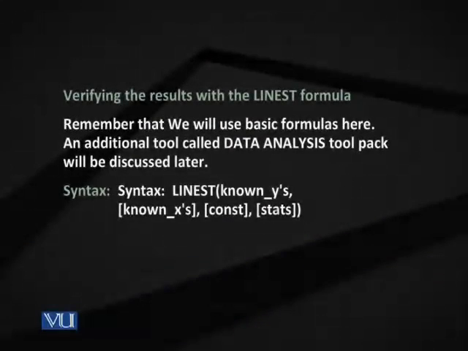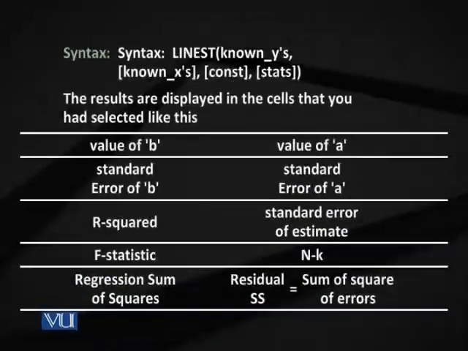When you have selected these, you will enter the formula, press Ctrl and Shift, keep them pressed, and then enter. You will get basic regression statistics shown in the slide as value of B, value of A, standard error of B, R square, F statistic. So the values that you will be getting by entering this formula will be in this order. If you don't remember them, you have to refer to the slides.